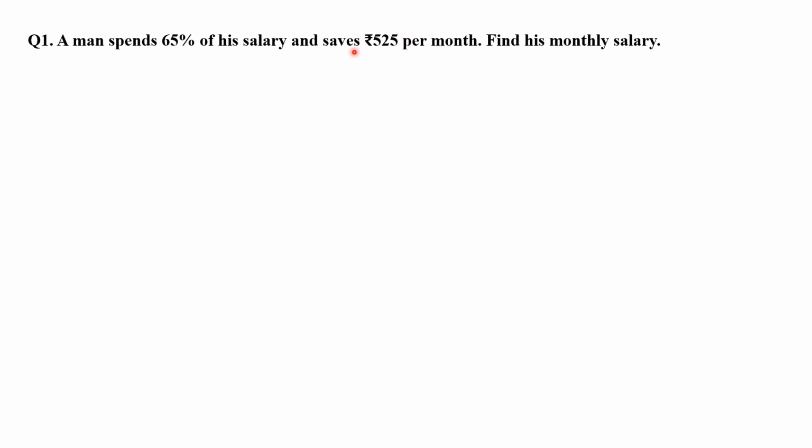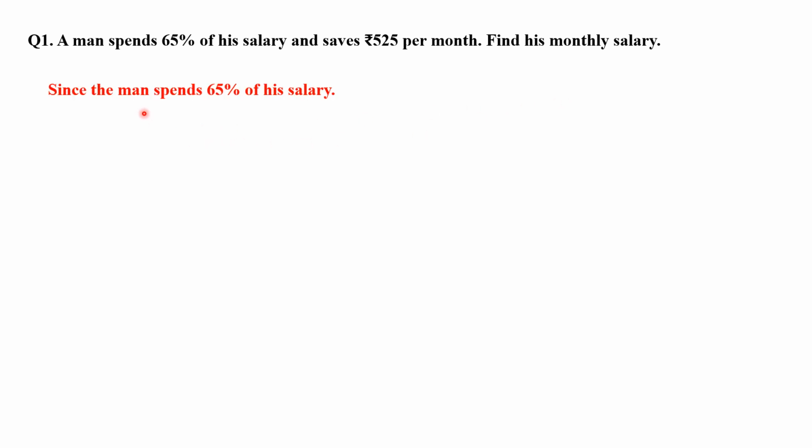If you read the question carefully, the percentage is given for the amount which he is spending, but for the money which he is saving, the percentage is not given, right? So your first step is to find the percentage of salary which he is saving. Then we can create a relation and find the monthly salary.